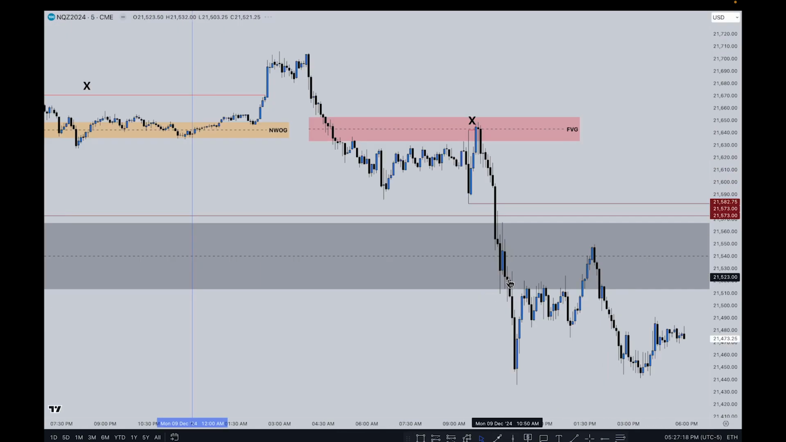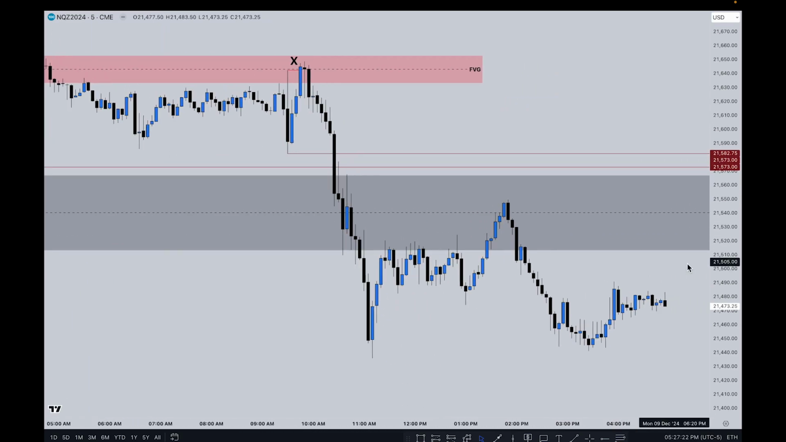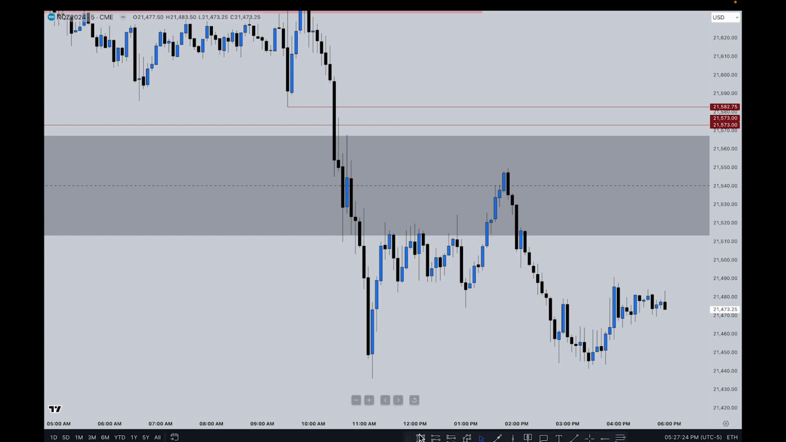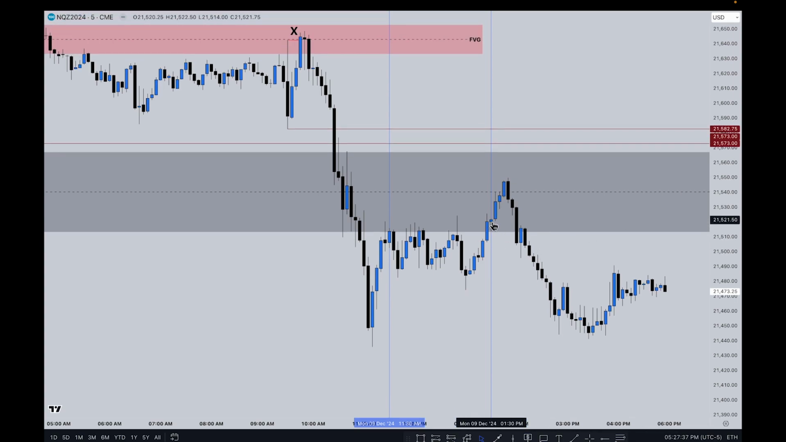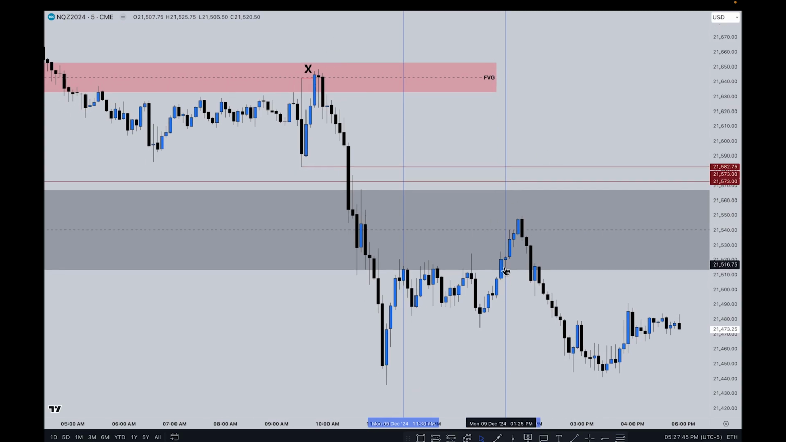And I did not look at the PM session today. As I said, once I got my setup, I was done for the day, but we'll take a look at it here briefly. We have the lunch hour from 11:30 to 1:30. So 1:30 starts the PM session, lunch hour consolidation, which is what we expect. At 1:30, you want to think of 1:30 like 9:30 for the morning session. 9:30, that's when we expect the manipulation, the Judas, and that's the same thing we get here in the PM session, right? It's always time and price.